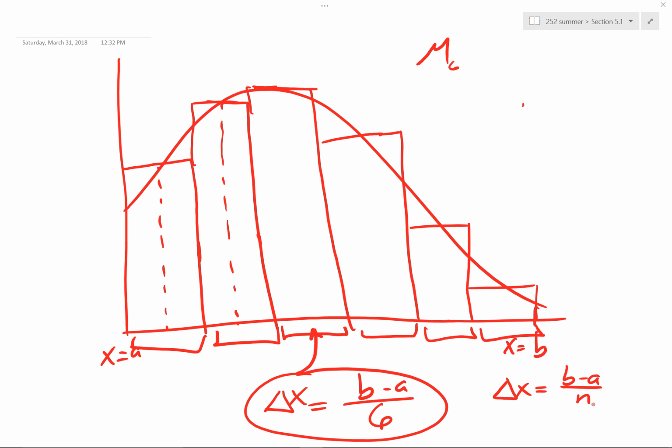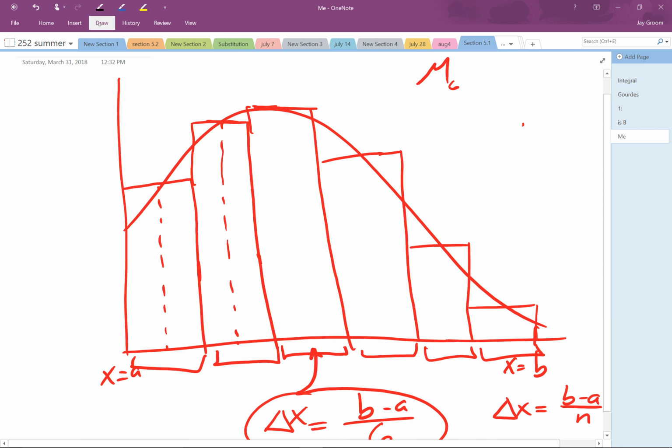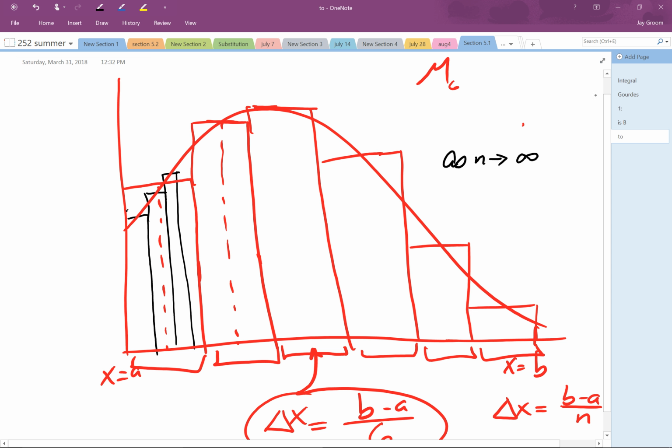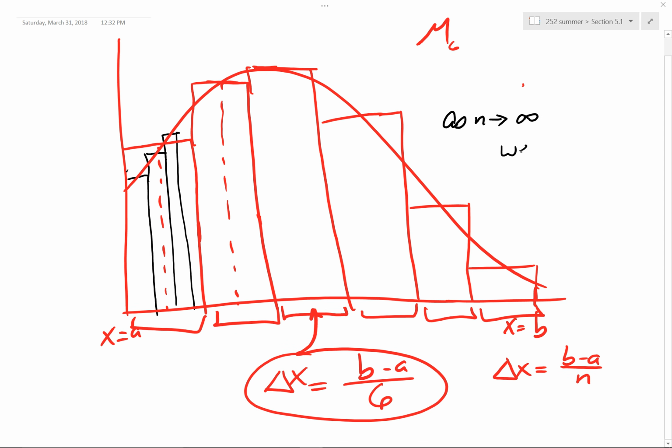Okay, and so one could see you could do a better job if you put in more rectangles. The more rectangles you use, the less wasted space there's going to be. In other words, check this one out here. There's not much left over. You're right. And so the idea here is as n gets bigger, or we say as n approaches infinity, we get a better estimate. A better estimate of area.